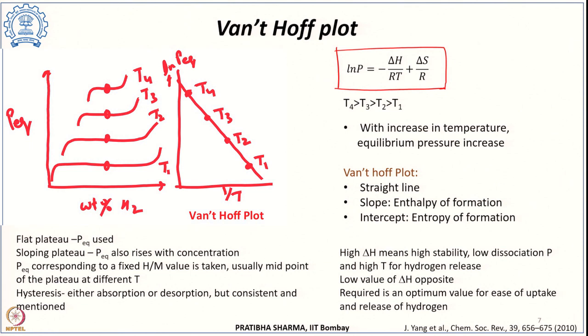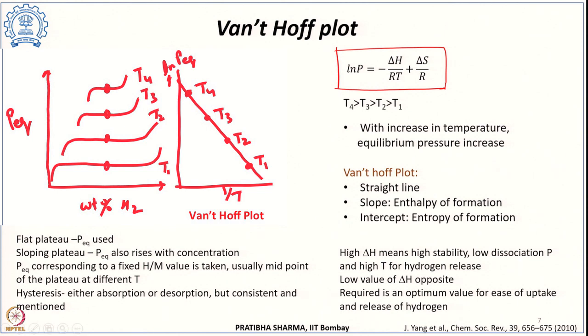Now, it becomes very easy when it is a flat plateau. However, we have also seen that in actual practice, for most of the hydrides, we get a sloping plateau. Now, how do we find the equilibrium pressure that can be used for the van't Hoff plot? When it is a sloping plateau, the equilibrium pressure also changes with the concentration. So instead of being constant, it changes with the concentration. So a particular value of H by M is selected for that sloping plateau condition, and usually this is taken to be the middle point of the plateau region at different temperatures. Like here it has been shown for the flat plateau, we have taken the middle point. The same can be taken when it is a sloping plateau. So the middle point is taken as the P equilibrium at different temperatures, even if it is a sloping plateau.